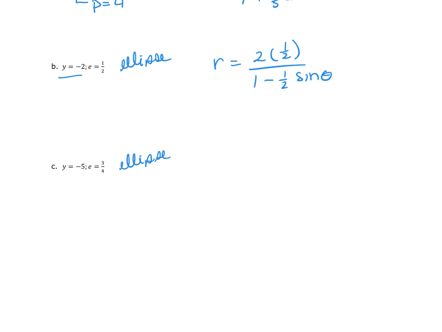And similarly, we know this is going to be r is equal to 5, because the p in the numerator in this form is always positive. And then it's going to be 3/4, 1. Because this is y is equal to a negative number, it's going to be 1 minus, and then my e, which is 3/4. And then because it is y equals, we know this is the sine of theta. And that's it.